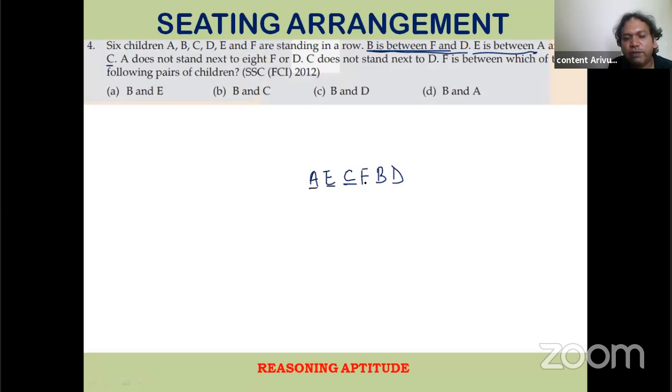A, E, C, F, B, D, 6 persons are there. And it also satisfies our next condition that C does not stand next to D. It satisfies because C is standing next to F here. No problems at all. So what is the last thing that they're asking us? F is between which of the following pairs of children? So if you look at this here, F is between whom? Between B and C. Any order, order does not matter here. Correct answer is F is between B and C. Is it clear now? Ganesh, P, let me know if there's anything.